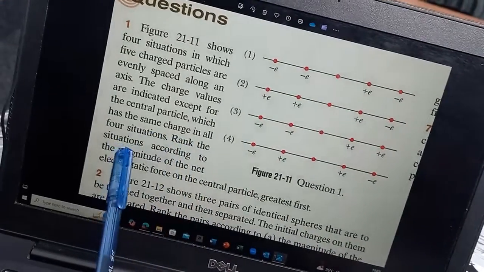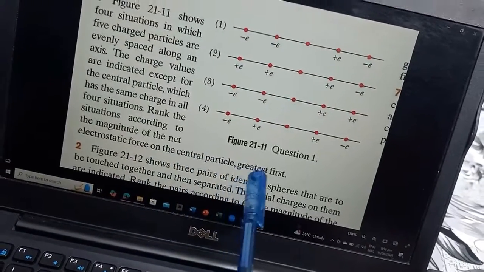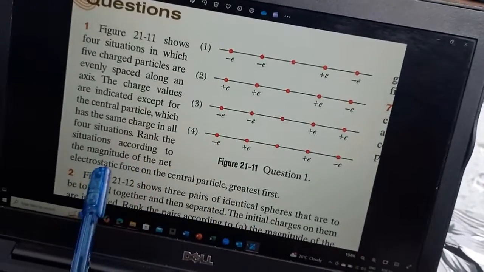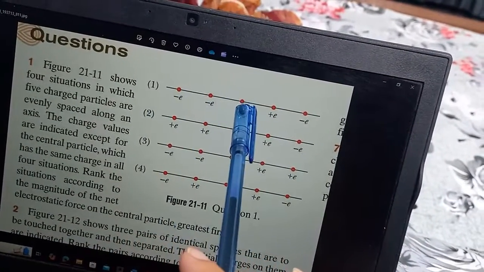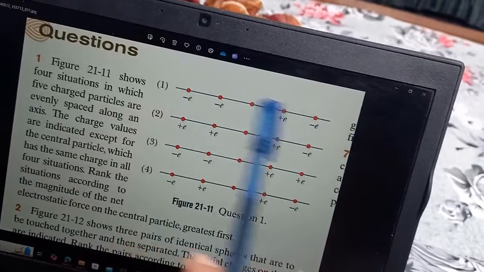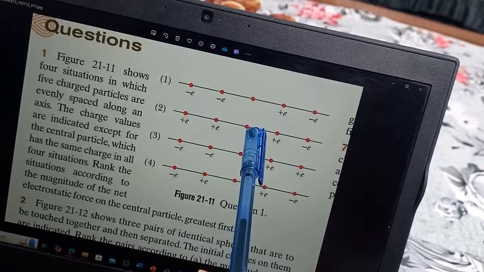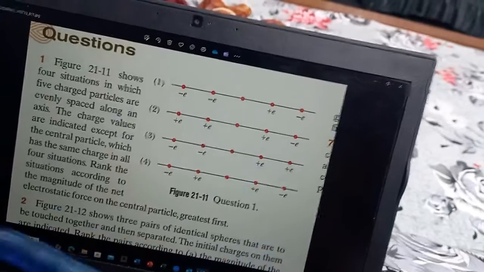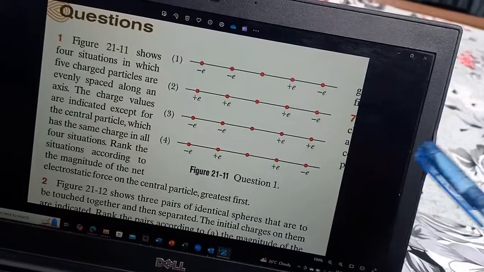Now rank the situations according to the magnitude of the net electrostatic force on the central particle, greatest first. So we have to rank all of these situations based on the magnitude of the net electric force on the central particle. What we have to do actually is to find out the net force on the central particle due to all these charges, neighbor charges. These are 4 charges. We have to find out the net force on this central particle for the first situation, similarly for the second situation, similarly for the third situation, similarly for the fourth situation separately, and then we'll compare the results and we'll see which situation shows the greatest force on the central particle.